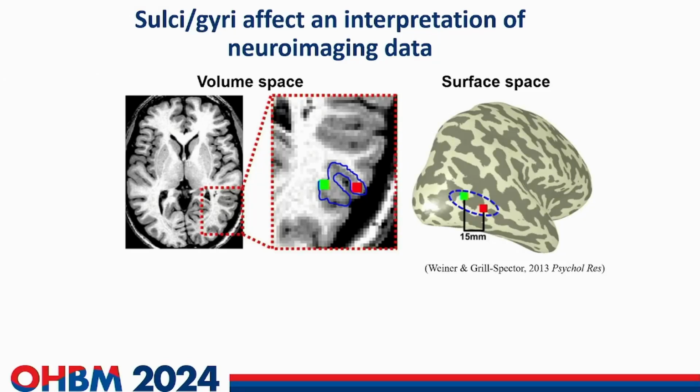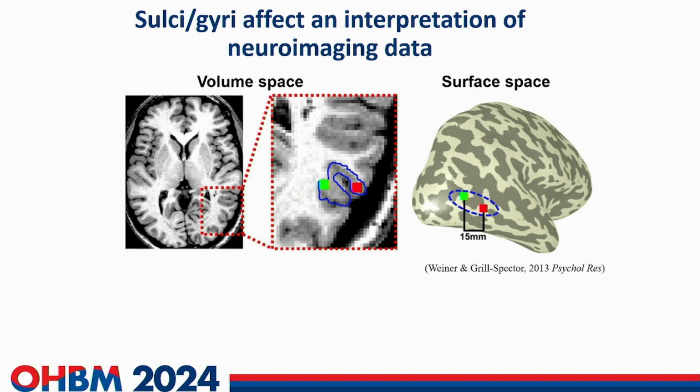And I think the other part you need to pay attention to is that the sulci and gyri often affect the interpretation of your neuroimaging data. Because there are two major representations in neuroimaging: one is volumetric, and the other is called surface. Then maybe you can just visualize it in the inflated surface space.